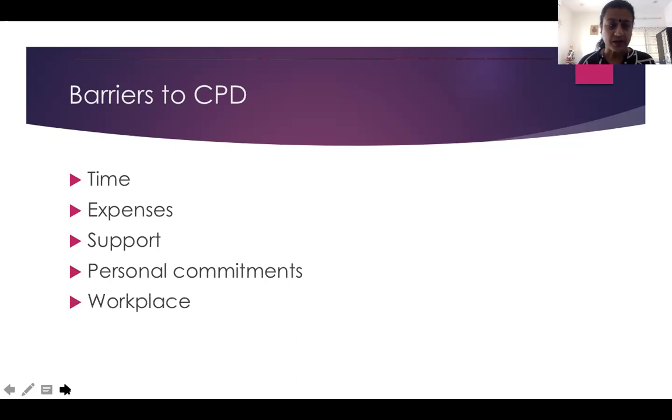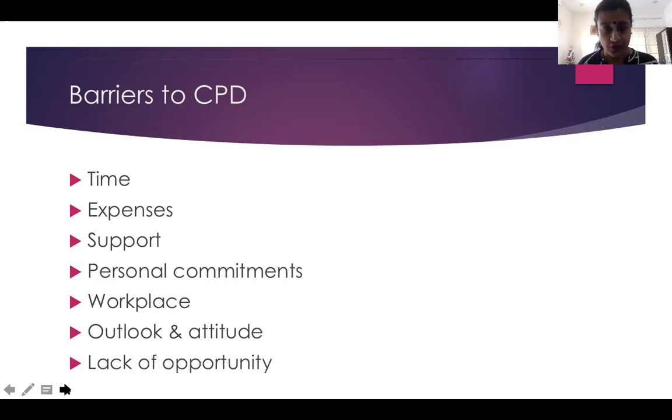Workplace responsibilities, again, you may have added responsibilities, especially if you're very active and you're very good in your work, you may be assigned different responsibilities. And your own outlook and attitude is very, very important. That should be the top priority, because unless you want to do CPD, you want to indulge into becoming better professionally, nothing else would work.